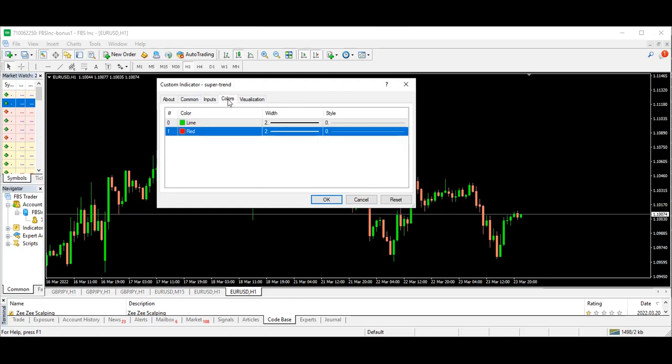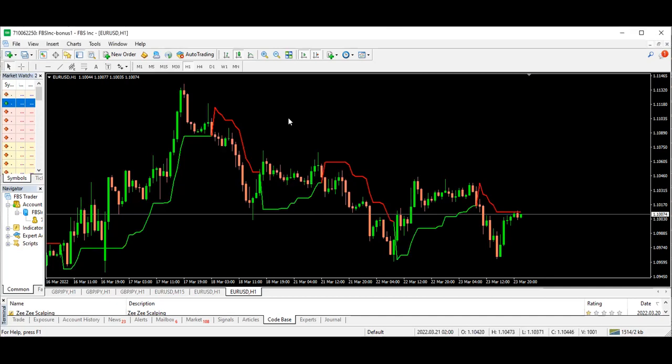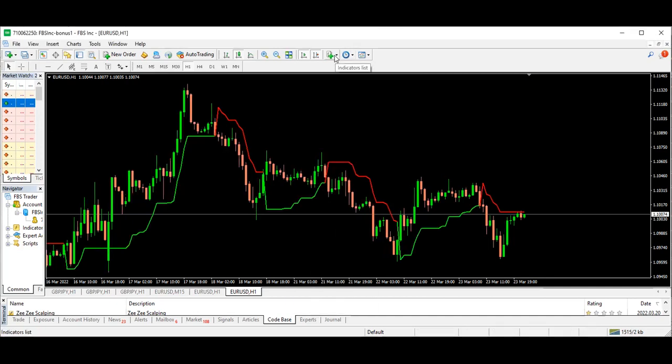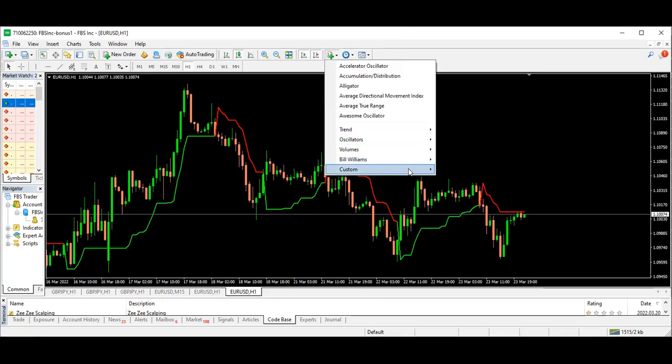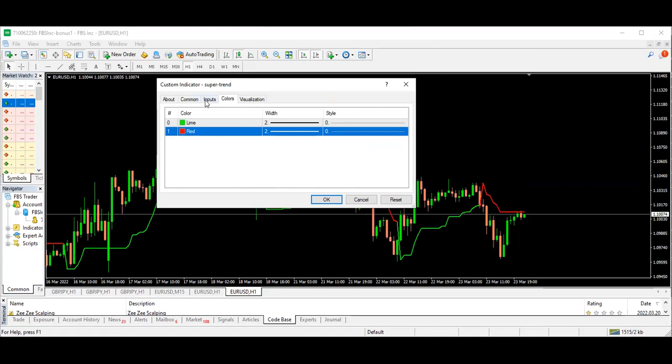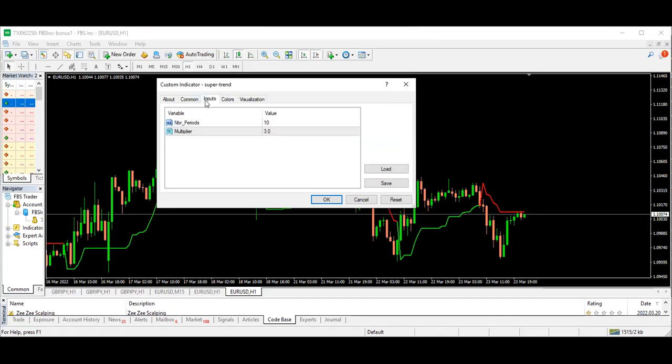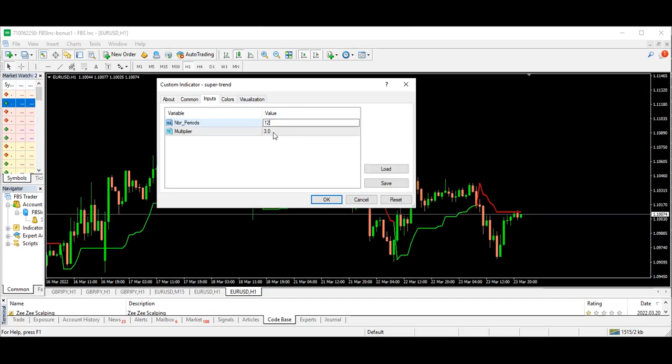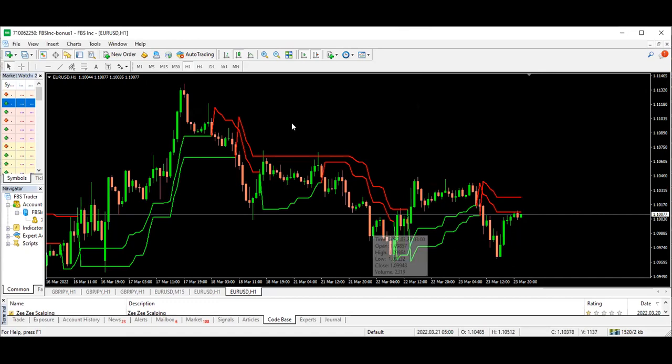Okay, then for the colors, I'll leave it in the default setting. All right, so I have that on my chart. Again, I'll apply a second super trend indicator. For the second super trend indicator, the setting for the period is 12. Then I will leave the multiplier at the same setting. Multiplier will be 3. So I have it there on my chart.